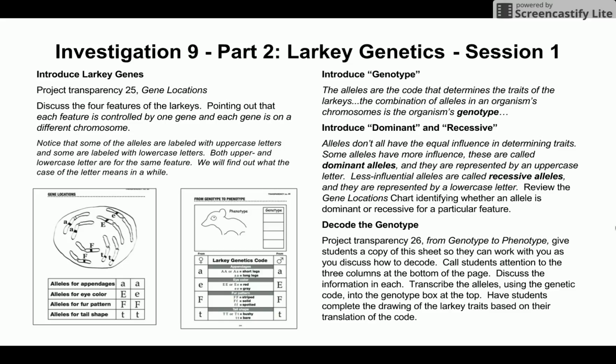Model for students how to decode genotype. Give them a copy of Transparency 26, From Genotype to Phenotype. Bring their attention to the 3 columns at the bottom of the page. Discuss the information in each. Model for them how to transcribe the genotype to find the phenotype. Once they have completed, have them complete the drawing of the larky based on the translation of the code.